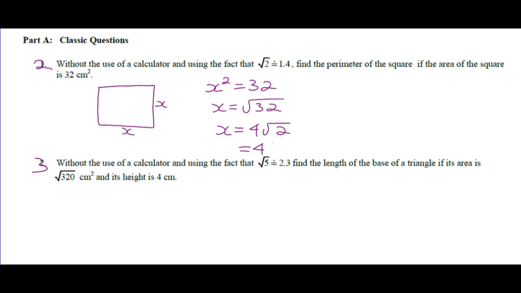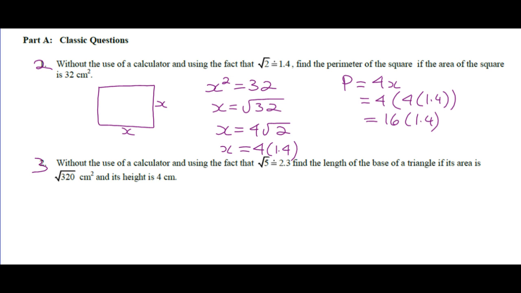So it's going to be 4 times 1.4. But it didn't want that. It wanted the perimeter. So how do we get the perimeter? Multiply it by 4, right? Because there's 4x. So P is equal to 4x, which is equal to 4 times 1.4, which is 16 times 1.4.